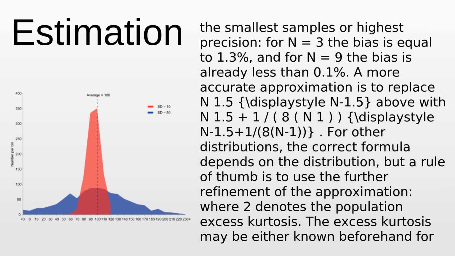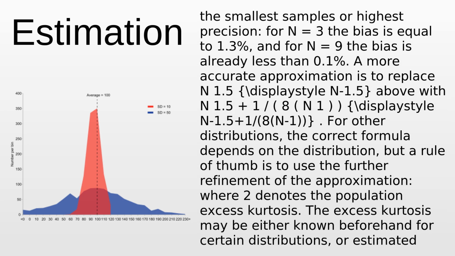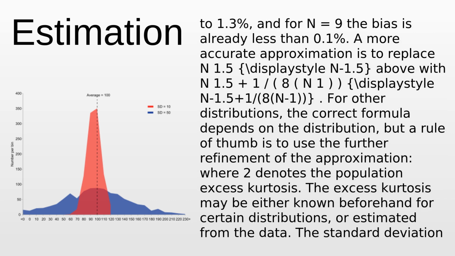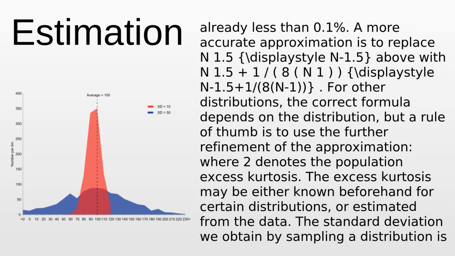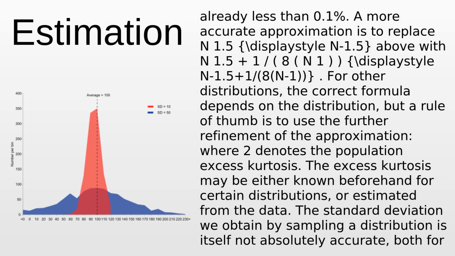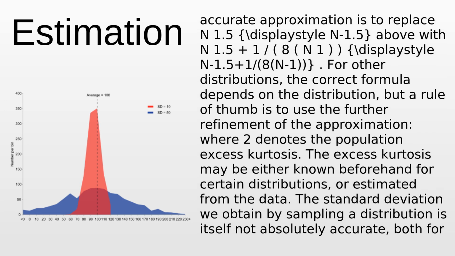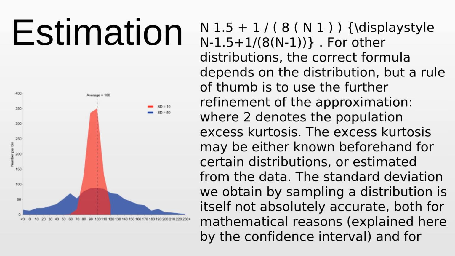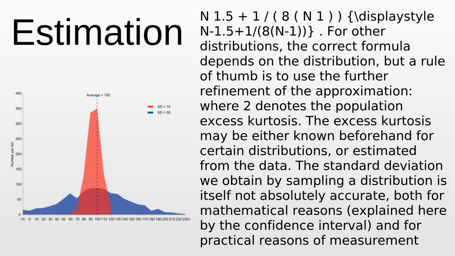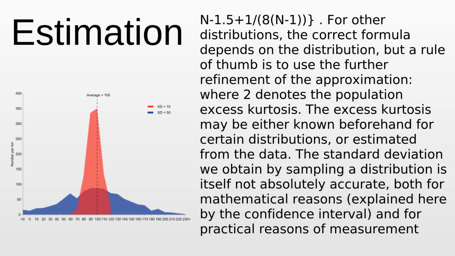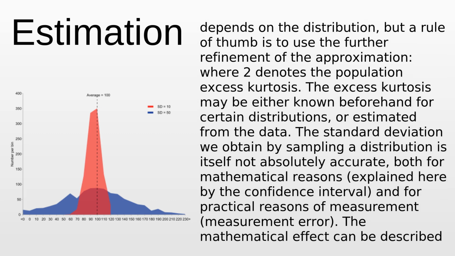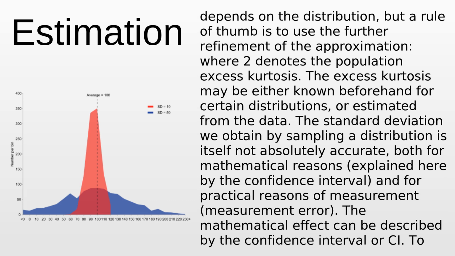A more accurate approximation is to replace n−1.5 above with n−1.5 plus 1/(8n−1). For other distributions, the correct formula depends on the distribution, but a rule of thumb is to use the further refinement of the approximation, where γ2 denotes the population excess kurtosis. The excess kurtosis may be either known beforehand for certain distributions, or estimated from the data.